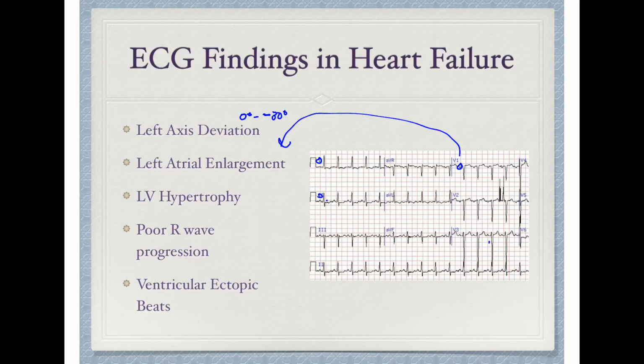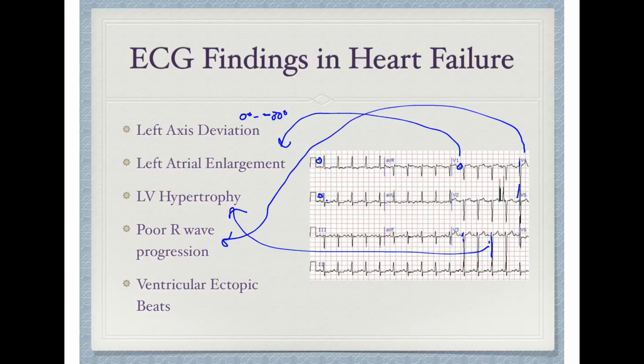The large S wave and R wave voltages in the precordial leads point towards left ventricular hypertrophy. The fact that the R wave is smaller than the S wave in leads V3 and V4 is also indicative of poor R wave progression. And we may look for ectopic beats. If we don't see them on an ECG, we may place the patient on a telemonitor, and we may find some ectopic beats there on the tele.